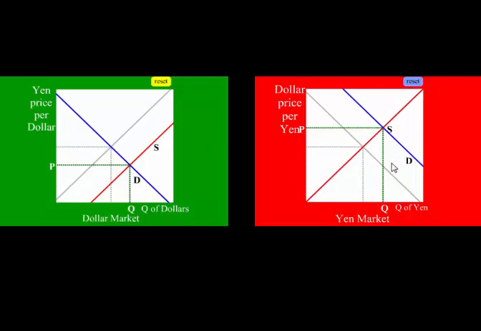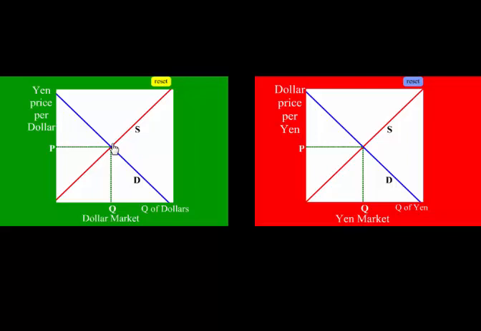Now, one easy trick to the trade is this. Once you figure out what happens to one of these graphs, you can figure out what's going to happen to the other. Let's say that the Japanese feel that the U.S. is a safe place to put their money.